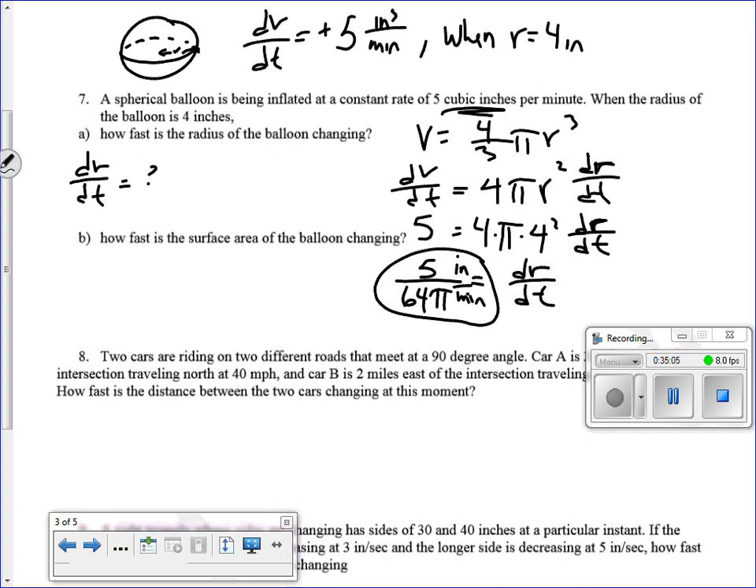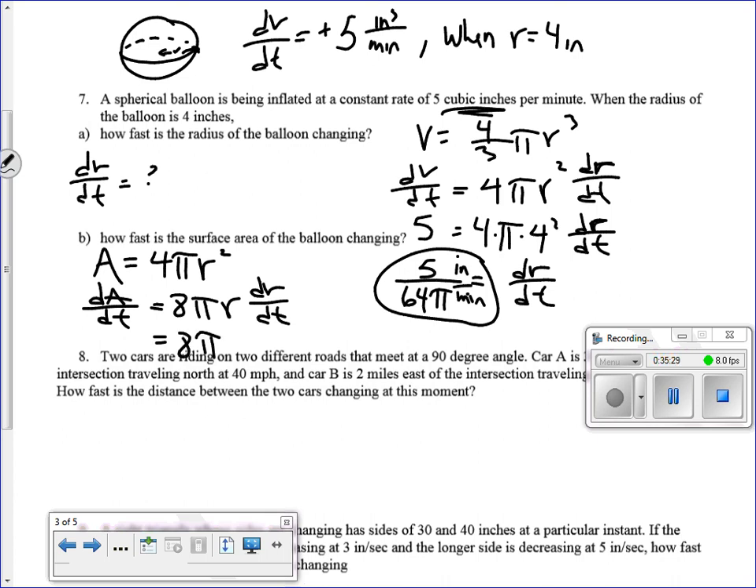How fast is the surface area of the balloon changing? So let's write a formula for the surface area. The surface area of a sphere equals 4 pi r squared. When you take the derivative of both sides, you get dA/dt is equal to 8 pi r dr/dt. So after you take the derivative, that's when you plug in specific values, right? Like when r is 4. You know, r wasn't 4 the whole time. That's why I had to wait.